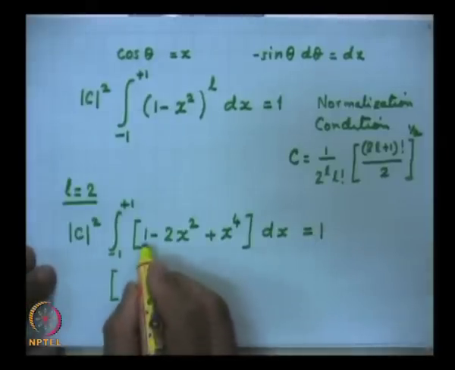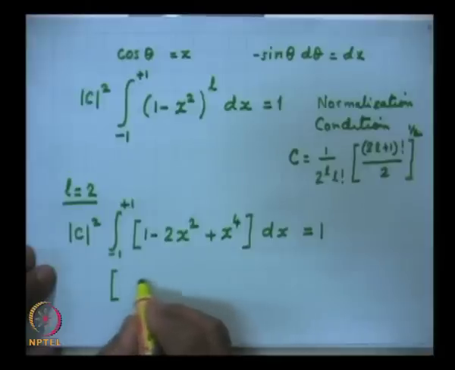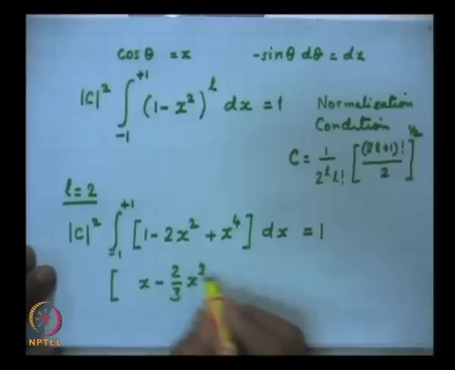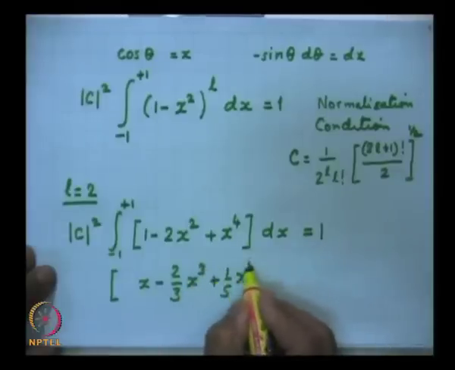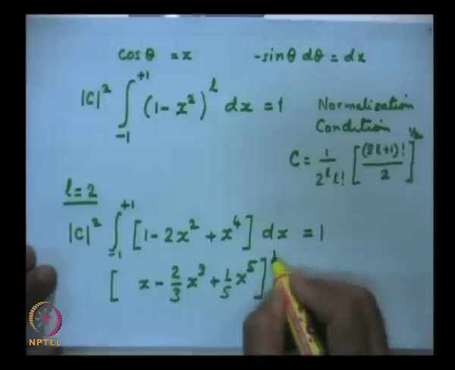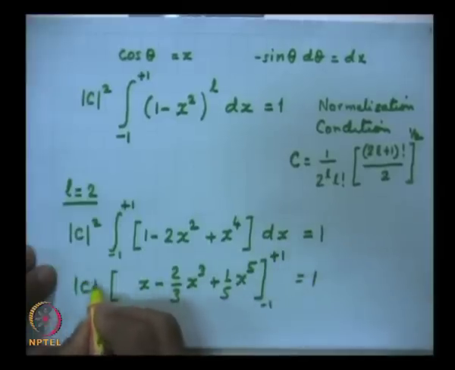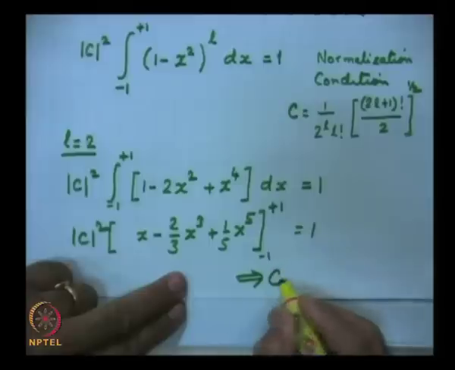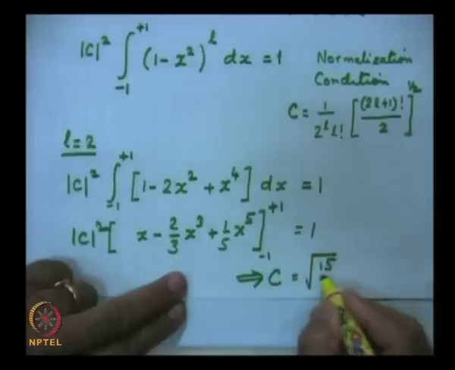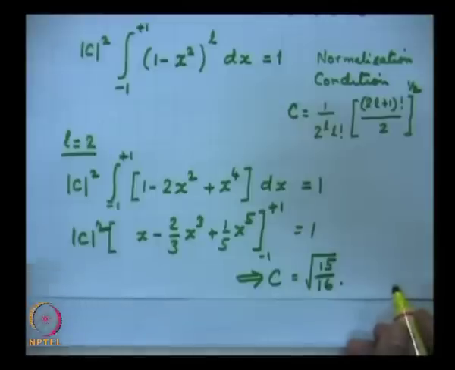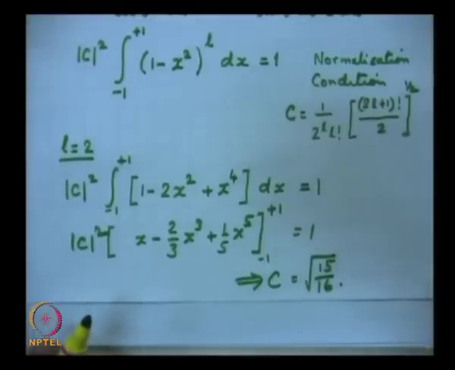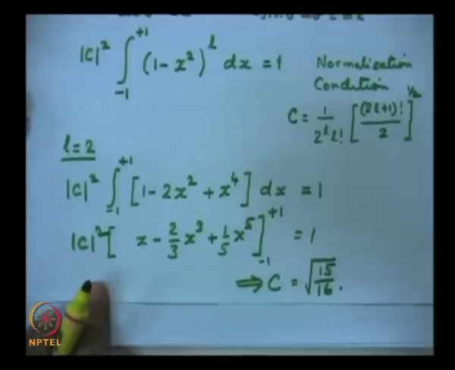Now, this I can integrate immediately. The first term will be x, so that will be x minus 2/3 x cubed plus 1/5 x to the power of 5, and this is really very simple. From minus 1 to plus 1, this is equal to 1, and if you calculate this, then this will readily give C is equal to under root of 15 by 16. So, we get the normalization constant C is equal to the square root of 15 by 16.